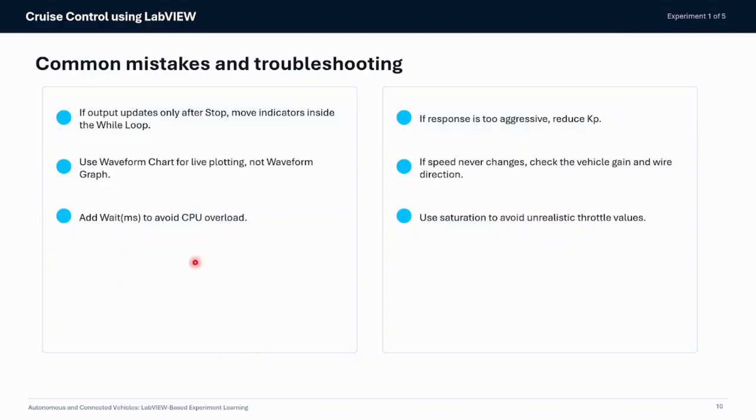Similarly, if you want to troubleshoot, check that the while loop is correct, and the millisecond wait is what we want to maintain in the loop. If the response is too aggressive, reduce the KP value. If the speed never changes, check the vehicle gain and wire direction. If any of it is not connected, we will not get the proper response. Use saturation to avoid unrealistic throttle values.